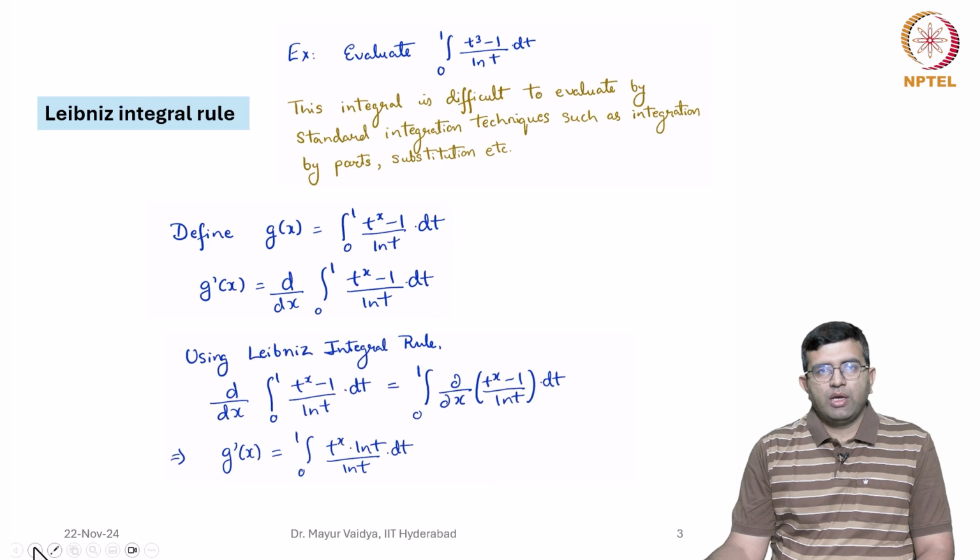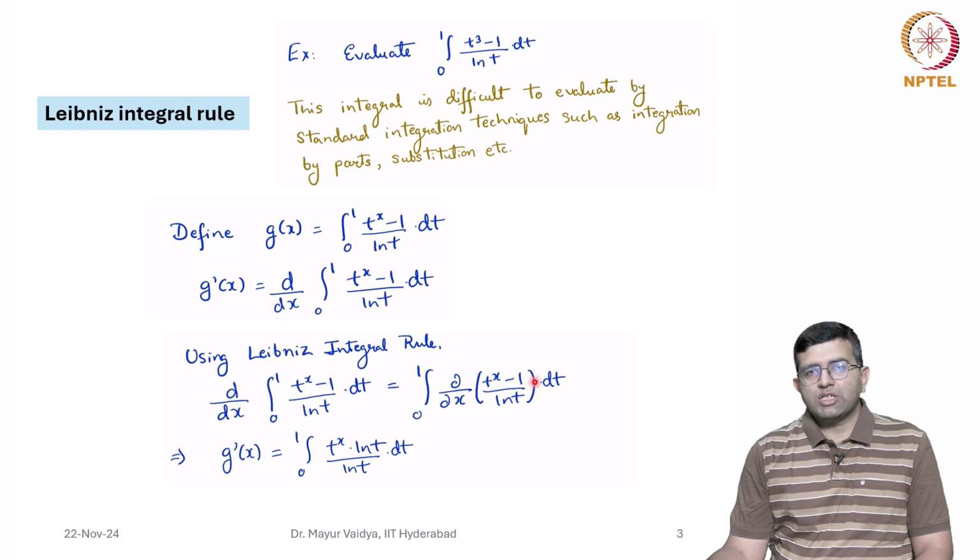Now if you use the Leibniz integral rule, what I can write is d by dx of the integral from 0 to 1 of (t^x minus 1) divided by ln t, which is equal to the integral from 0 to 1 of the partial derivative with respect to x of this particular quantity, t to the power x minus 1 by ln t. Now, what is the differentiation of this particular thing?